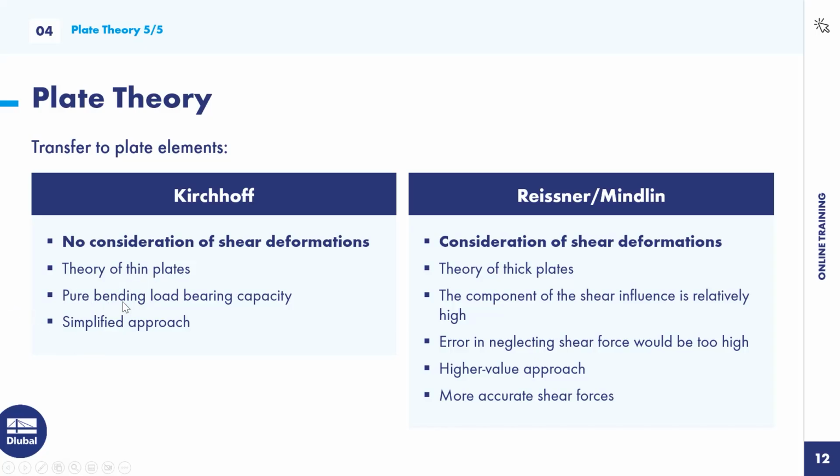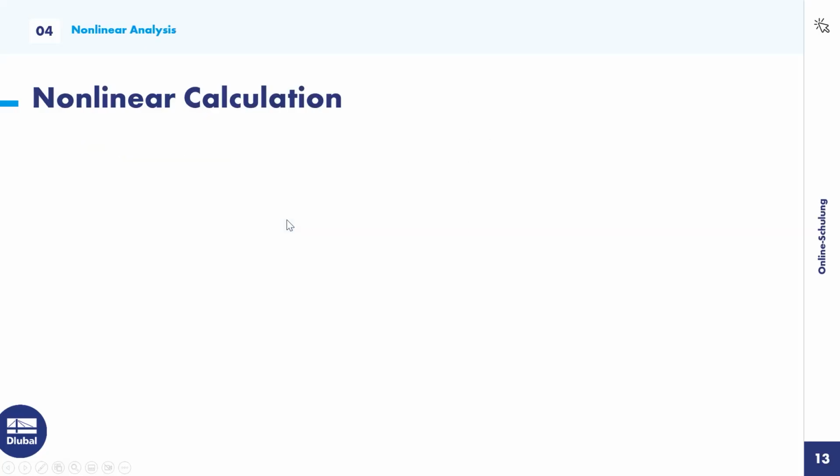Also, we have this pure bending load bearing capacity, which means that, compared to the Bernoulli beam, we have deformation only from the bending and not from the shear force. It's just a simplified approach. With that being said, RFEM is not using the simplified approach. It enables it, but it's not using it.